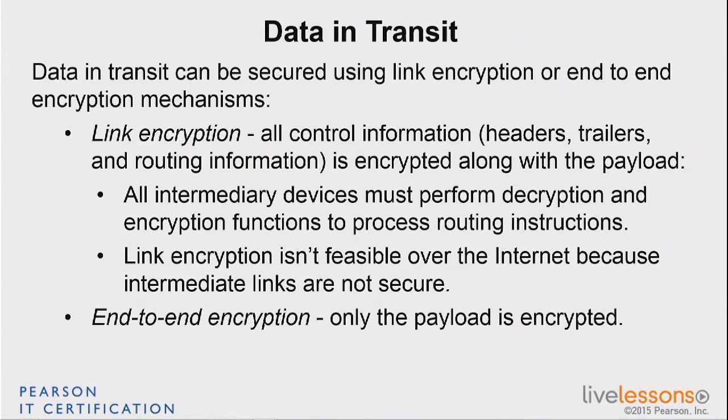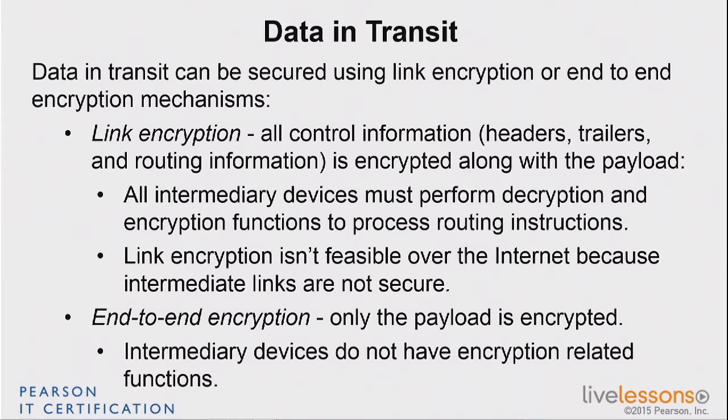In end-to-end encryption, only the payload is encrypted. All the control information, the headers, the trailers, the routing information is accessible and viewable, so that intermediary devices do not have to do any encryption-related functions.